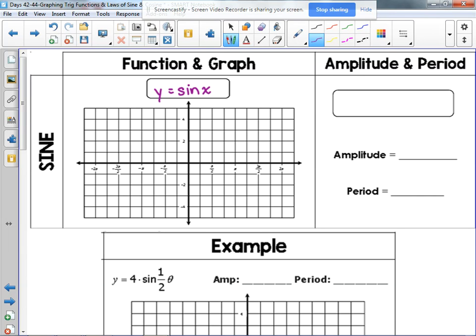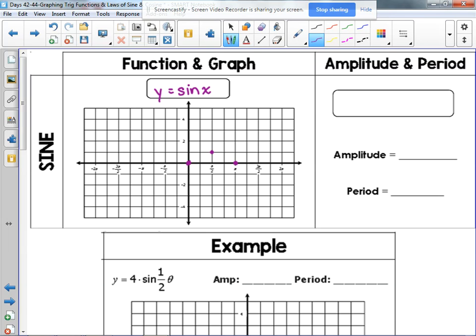So the sine of 0 is 0. So sine of x goes through the origin. The next easiest point to use would be at pi over 2. Sine of pi over 2 is 1. So if you can't see it very clearly there on your graph, pi over 2 is the next line that's marked there. Sine of pi, we're back at 0.